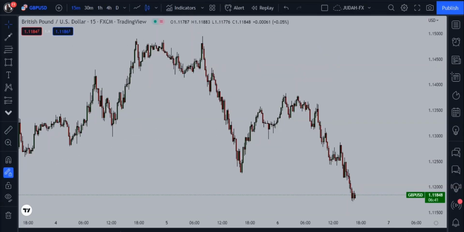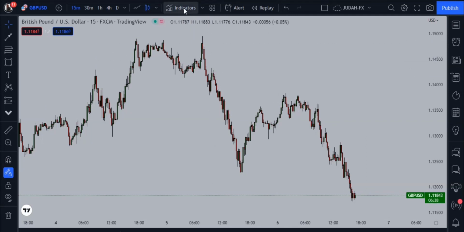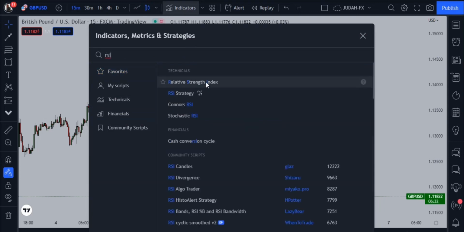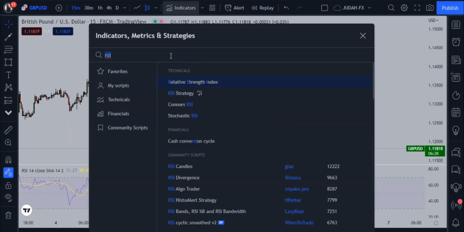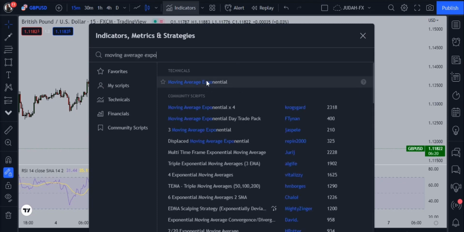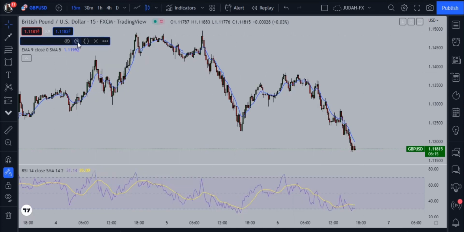But before we go into that, you need to insert the indicator into your chart first. To do that, go to Tradingview, and go to Indicators. Type RSI and click on the Relative Strength Indicator. To add the moving averages, type in Moving Average Exponential and click on it. Done. They should have been added to your chart. You need to add 2 moving averages exponential and 1 RSI indicator.